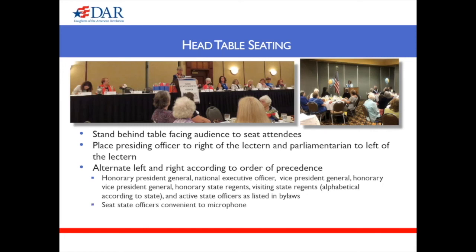At a business session, the active state officers need to be seated convenient to the main microphone. Honorary state regents could be seated on the first row to the right of the state regent or at a front center table. Visiting state regents can be interspersed with the honorary state regents on the first row or center table.